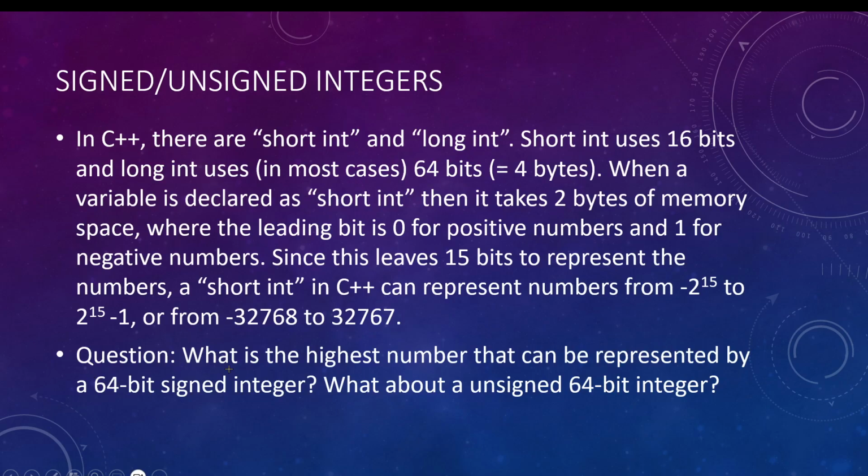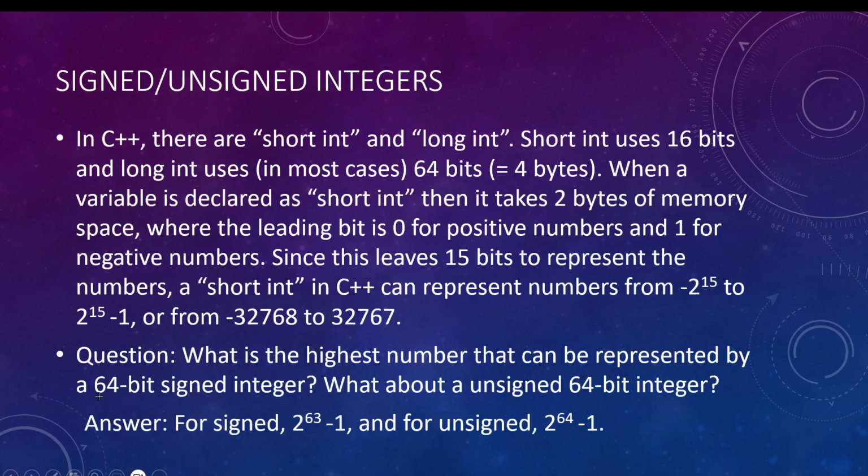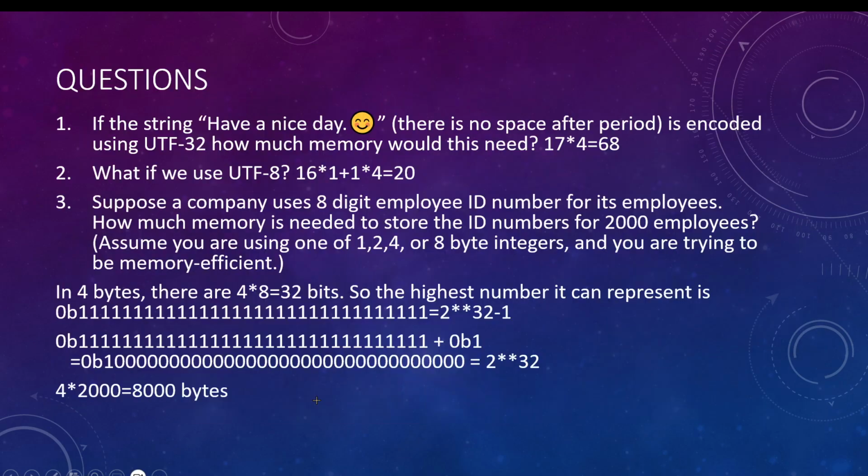All right, now question: what is the highest number that can be represented by a 64 signed integer? What about unsigned 64 integer? So if you have a 64 signed integer, then you would use the very first bit for a sign. So 63 bits would be all the bits you can use, and that would give you the highest number as 2 to the 63rd power minus 1. This minus 1 is something that we talked about before. It's this minus 1 here. Right? Does that make sense?